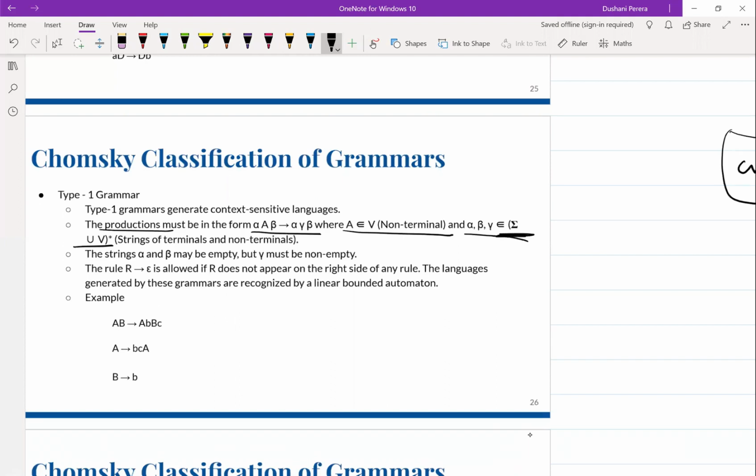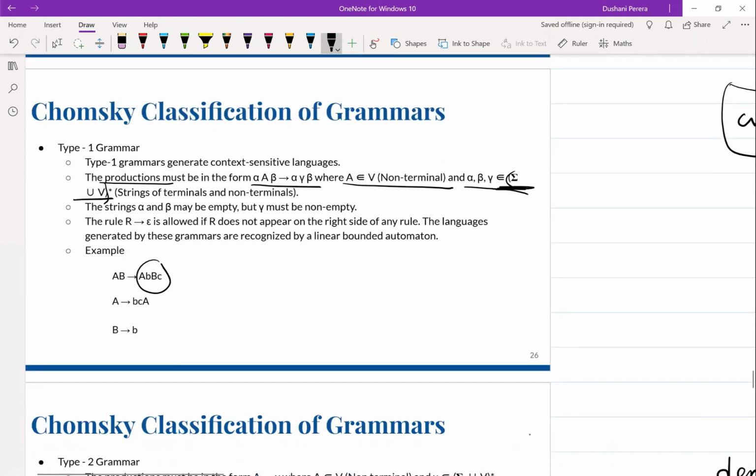What is inside this bracket is saying, it is a string of terminals and non-terminals, it can contain both. Okay, just like this. See, so it could be a string of non-terminals and terminals on the right hand side. Okay, so alpha and beta may be empty. Alpha, beta, this can be empty, but gamma cannot be empty. That means there has to be at least one there.